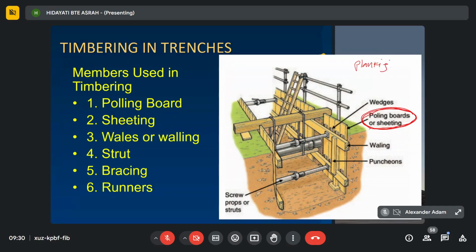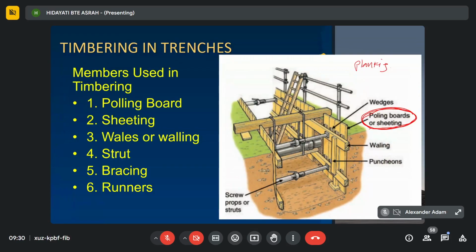And then sheeting. Sheeting is similar, only the arrangement of the planks is different. Polling boards are sometimes arranged at a distance, a distance between each polling board lah. But usually sheeting is like a close-bordered sheeting. But the purpose is similar lah, to prevent the soil from collapsing. Okay, it will be in direct contact with the soil.